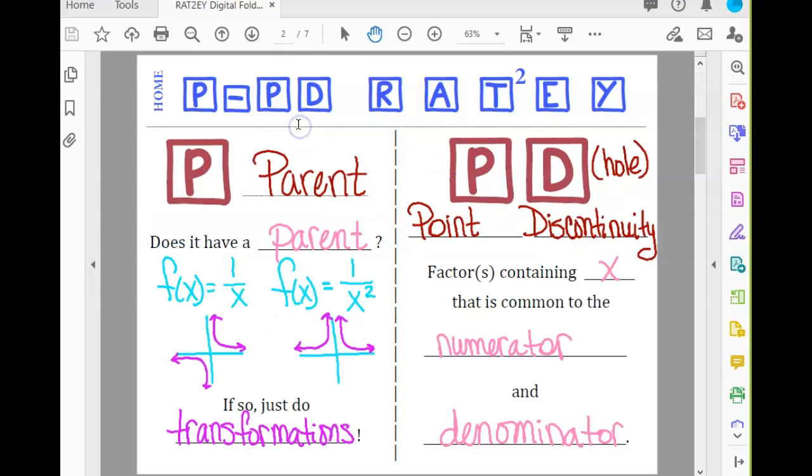So let's talk about this. If we have a parent function, which like I said, we're not going to deal with that much. We'll look at one today that actually has a parent, but most of what we do won't even have a parent function, but that's part of this whole thing. Point discontinuity, we know how to find. We know how to find our holes, right? So we can move on to R.